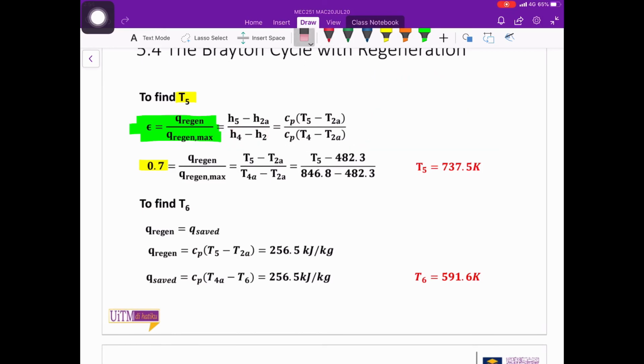The regenerator effectiveness that has been given to us is 70%. Therefore, we are going to use the value of 0.7. We will now substitute all the values and we can determine the value for T5. Once you calculate it, you get T5 equal to 737.5 Kelvin. Now we can determine the value of T6. The value of T6 will be equal to 591.6 Kelvin.